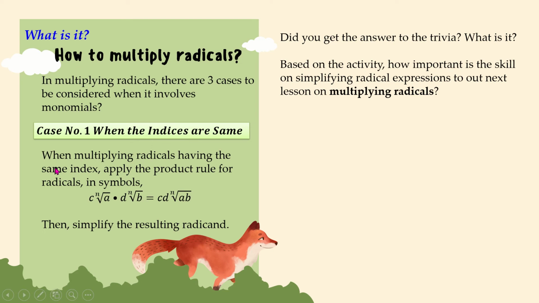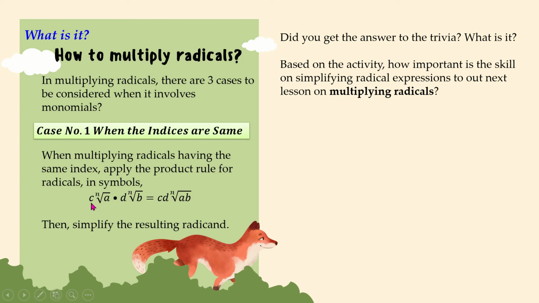When multiplying radicals having the same index, apply the product rule for radicals, which is in symbols: C and D are coefficients, either literal or numerical coefficients outside the radical. N is the index. A and B are the radicands. So to multiply these 2 radicals, the product is this one.